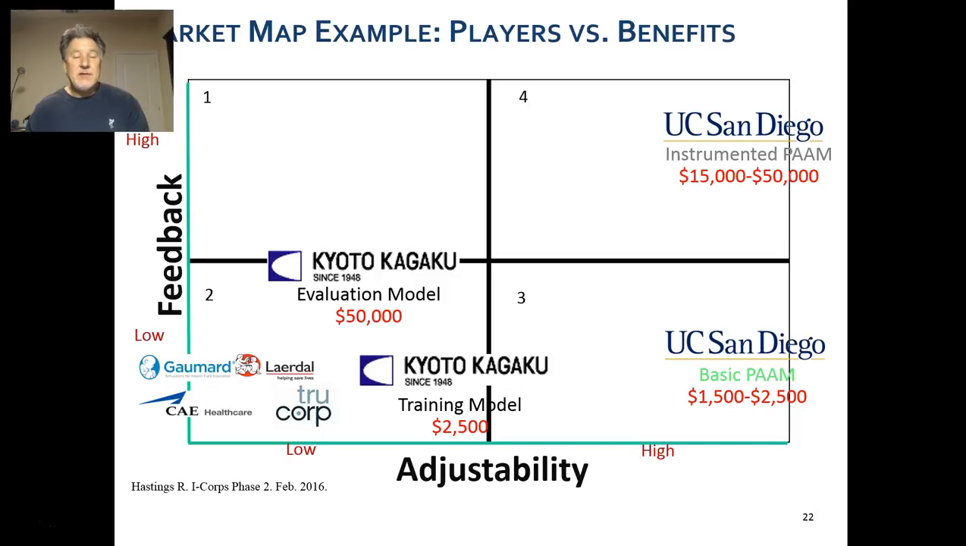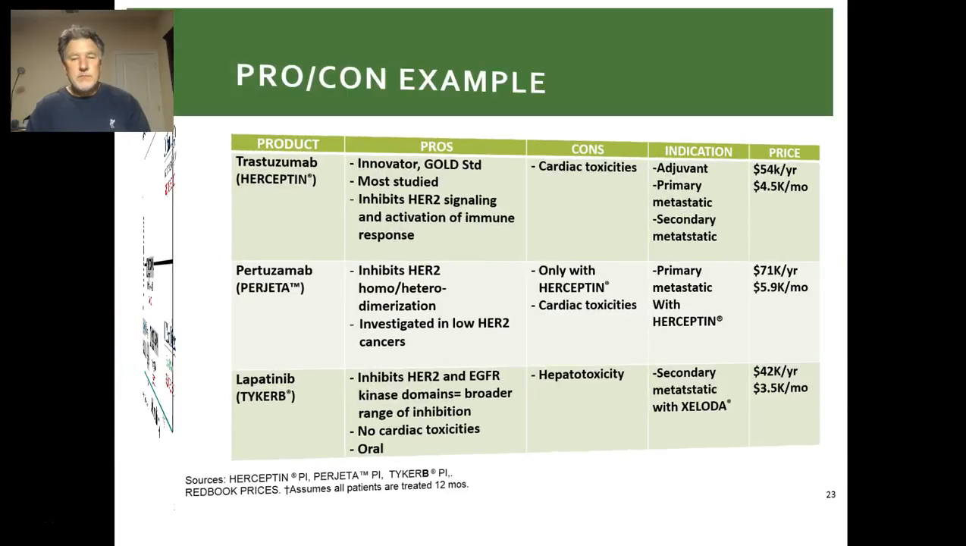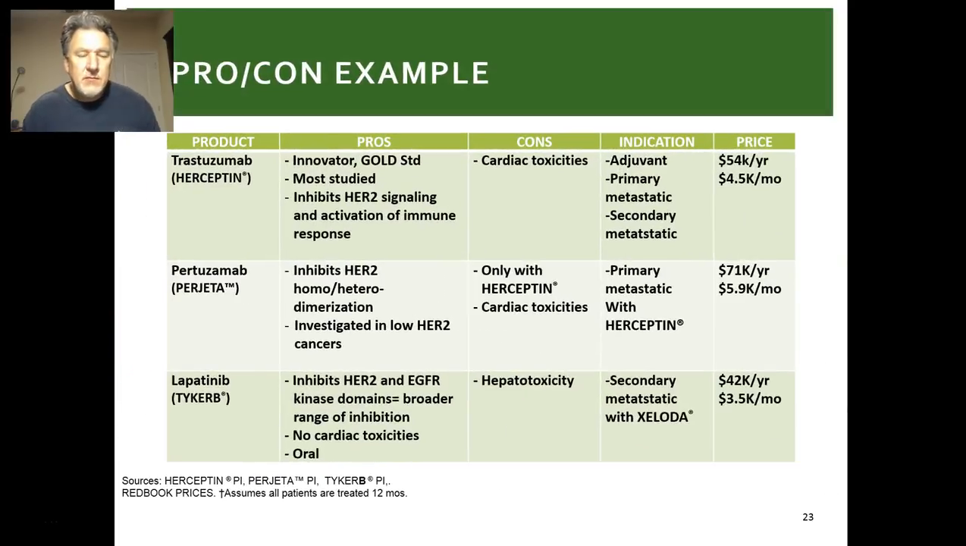based on these two parameters, feedback and adjustability, as two key benefits versus your product. Or something that we've used is just a pro-con. Here's the product, here are the pros, the cons, price, and indication. The bottom line is you really need to have a good fix on how your competitors stack up to you and how you stack up versus them.